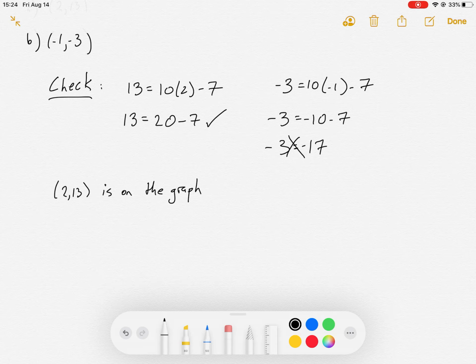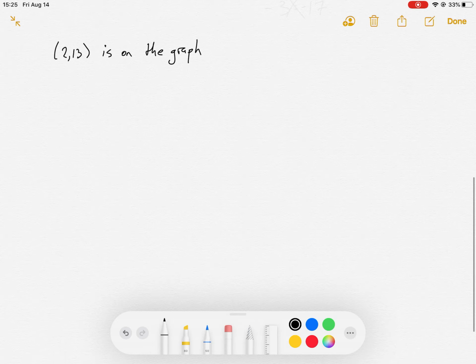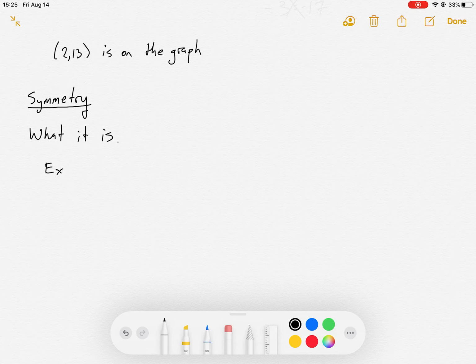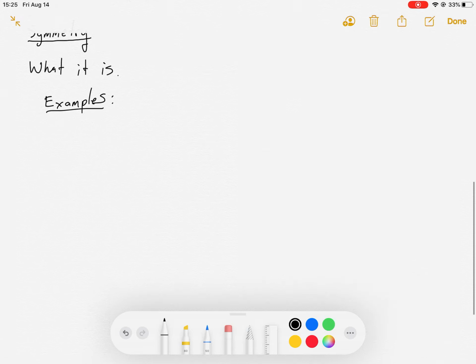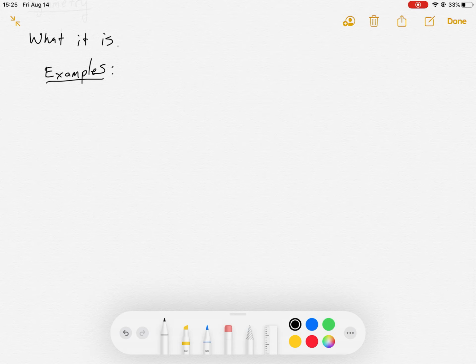Okay, so I wanted to do this first just to make sure we're all on the same page when we plug in and when we're checking points, because that's going to come up when we talk more about symmetry. So let's talk about symmetry now. First of all, I want to discuss what it is. And to do that, we're going to look at 3 examples. And in order to do these examples, we're actually going to look at equations.